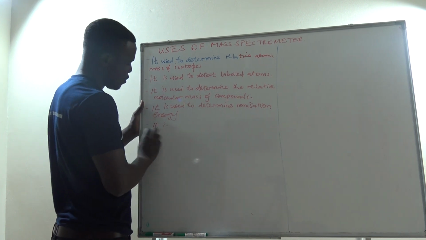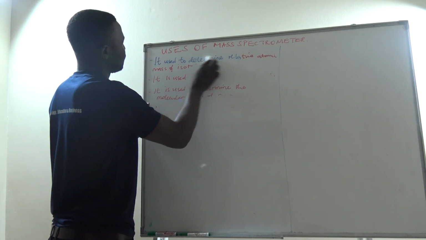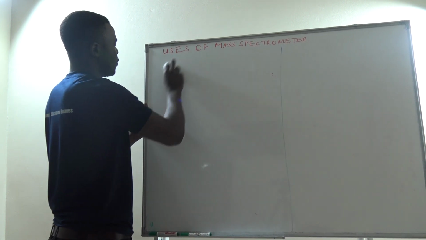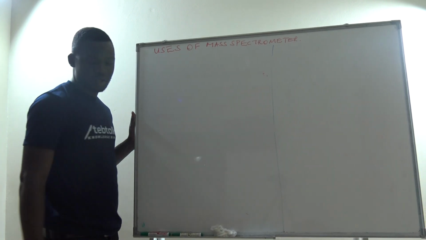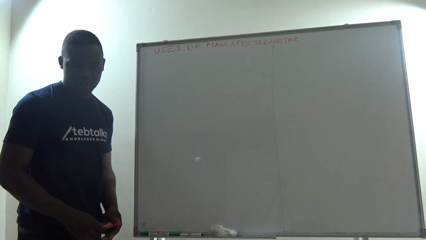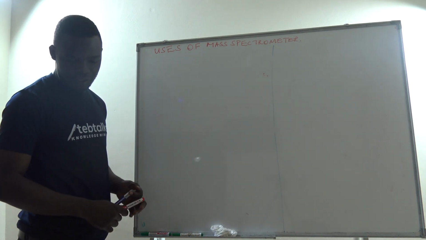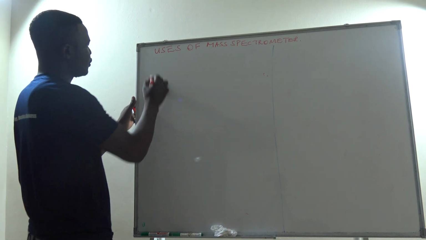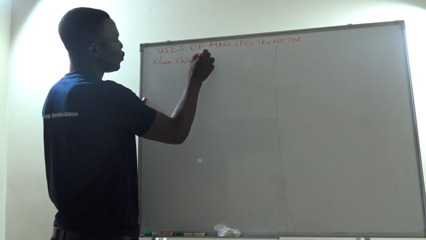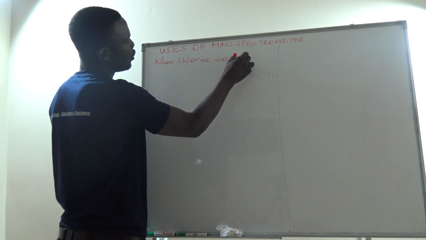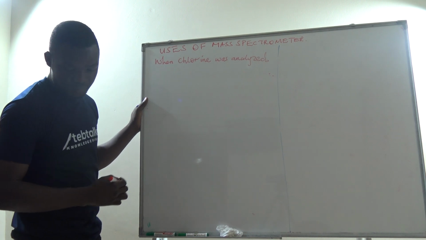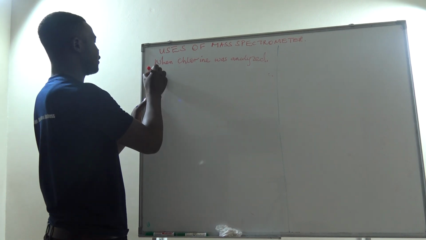Now, having looked at the uses of the mass spectrometer, let's look at these uses in a more practical example. Let's see how we interpret a mass spectrum of a given element, and then we come up with a conclusion. So let me get an example from here. The question says that when chlorine was analyzed, the following spectrum was obtained.